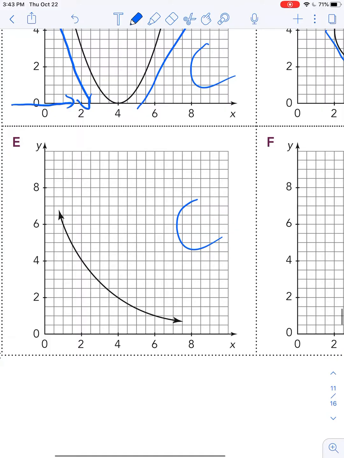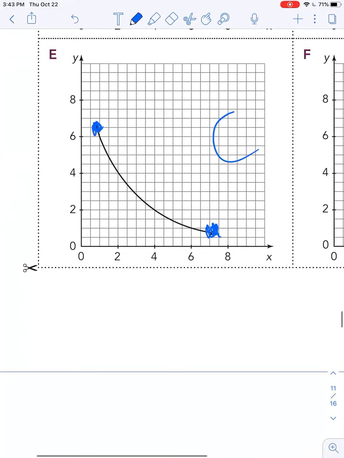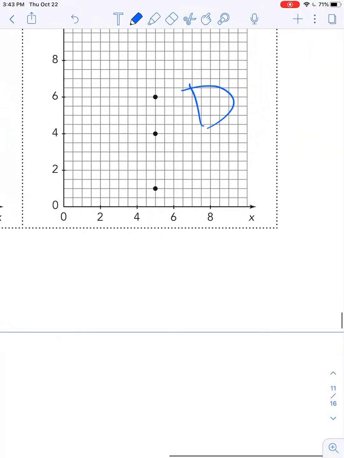So if I look here, and again, ignore the arrows. If I'm going from left to right, this is going downhill. So that means that this is decreasing. Oops, I forgot the E. This one, left to right, it's not doing anything. It's not going up or down. It's just there. So this is neither. I know that N is weird.